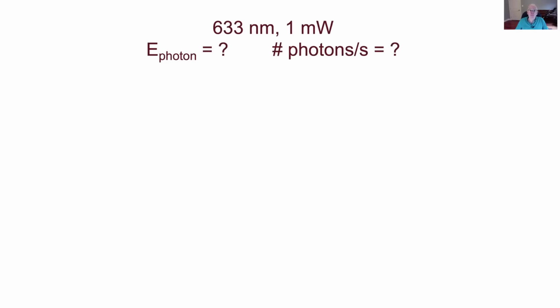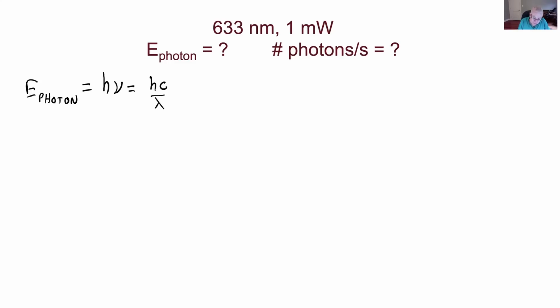So the first thing I'm going to do is find my photon energy. We just met an equation a couple of slides ago that says the energy of a photon, and I'm going to write the photon piece on here for emphasis, is equal to h times nu. And another way to write that is hc over lambda.